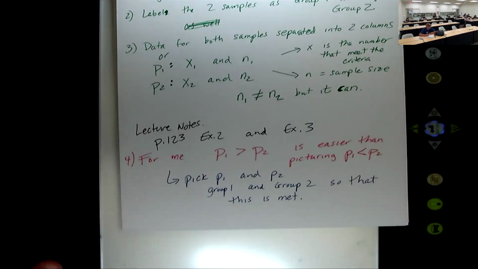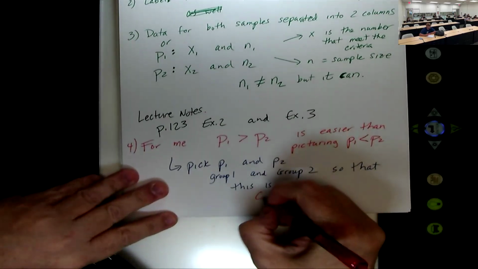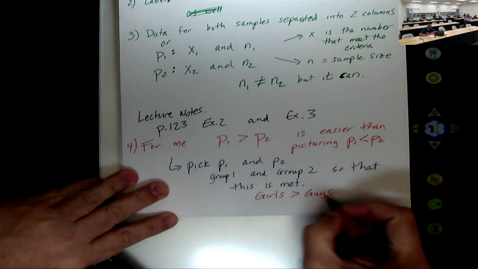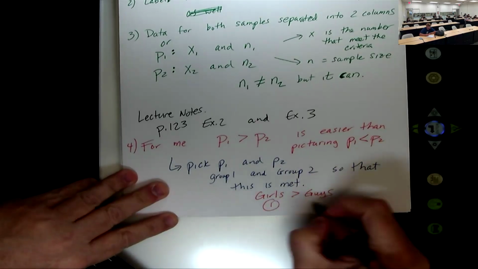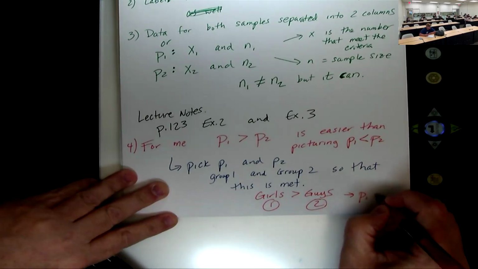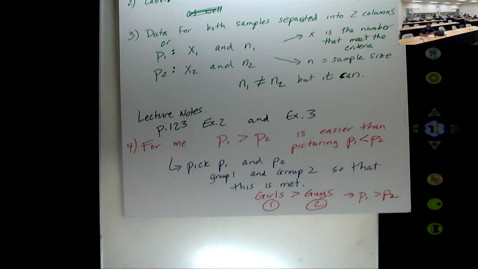Earlier, when I gave the example and I verbally said girls will be better at it than guys, for me that would be saying girls are better than guys. And then I assign girls to group 1 and guys to group 2, so that when I do this, I have P1 is greater than P2. But saying it in words, writing it in words tends to make it easier. That's my tip.